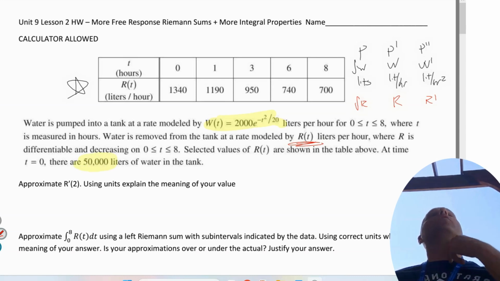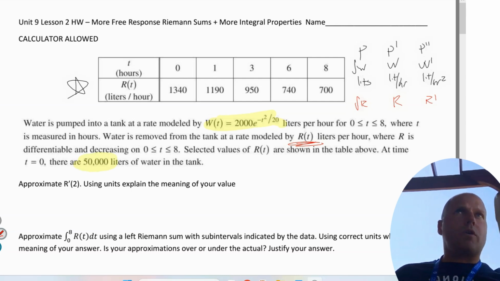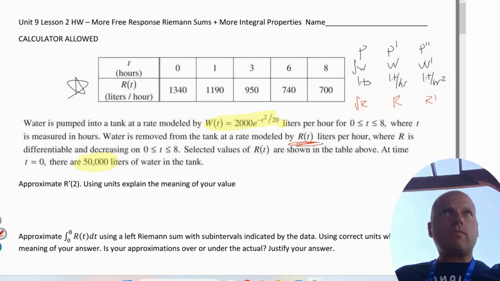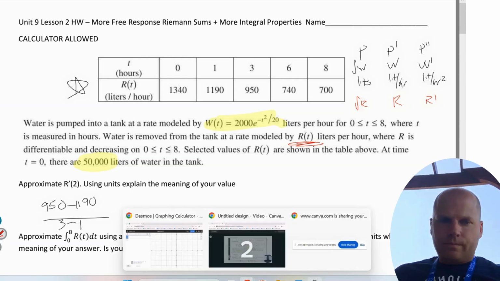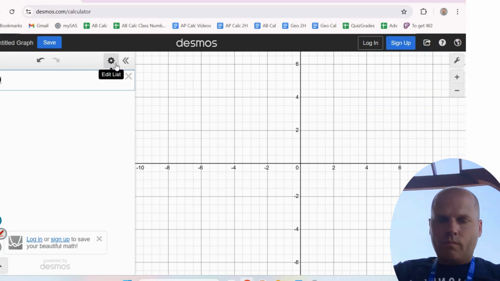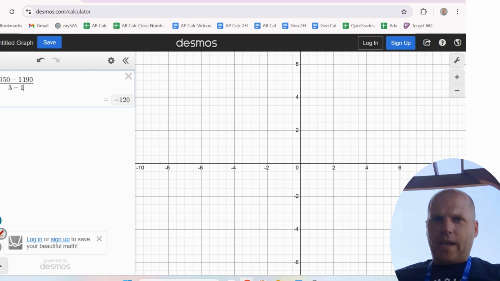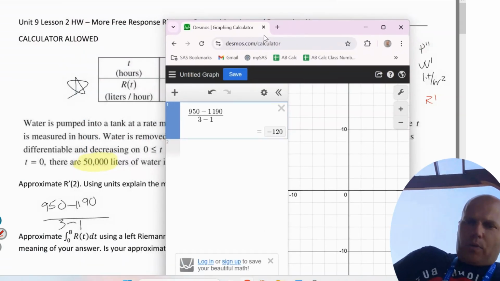Remember, if you accumulate W and R, we just get a change in a total. We won't get a total unless we have the 50,000. R prime of 2, R prime would be an acceleration, liters per hour squared. I'm going to do 950 minus 1190 over 3 minus 1. Again, negative 120 liters per hour per hour.